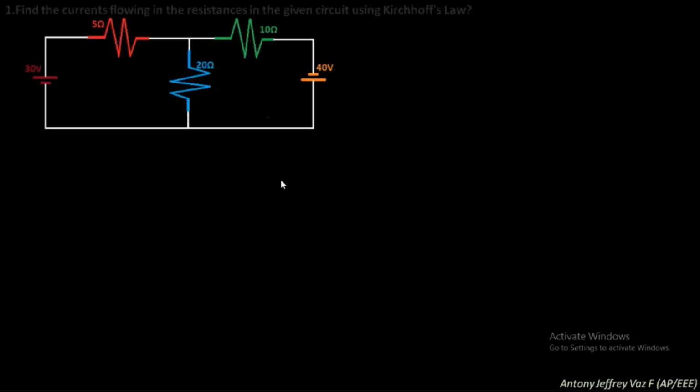First we will be seeing the Kirchhoff's law problem. First question is, find the currents flowing in the resistances in the given circuit using Kirchhoff's law. We have already studied Kirchhoff's law. This is the circuit given in the question itself.